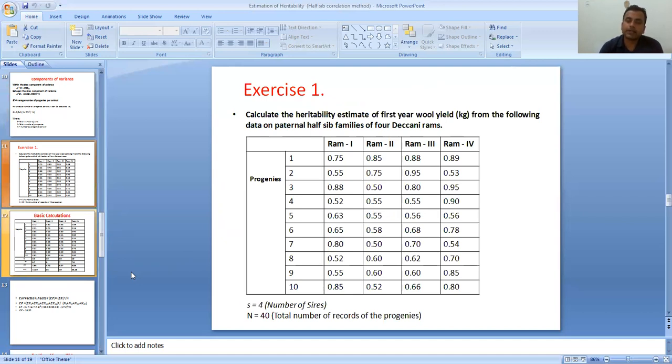Now we will take one example, through which we will get an idea how to calculate heritability by paternal half sibs. In this example, we estimate the heritability for first year old yield, with values given in kilograms, by paternal half sibs of 4 Deccan rams. So ram numbers 1, 2, 3, 4 each have 10 progenies, and their respective first year old yields are given in this example.